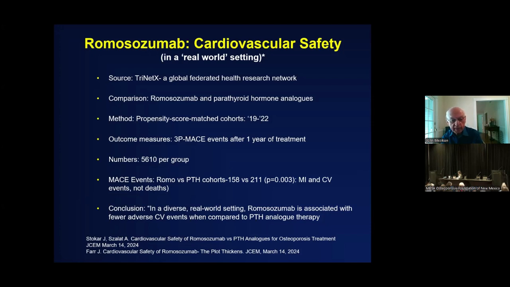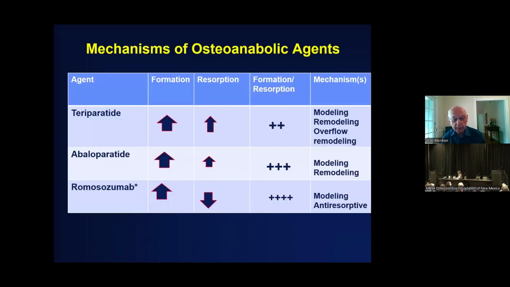So this paper concluded that in a diverse real-world setting, romosozumab is associated with fewer adverse cardiovascular events when compared to PTH analog therapy. So it's not clear what we're dealing with, but we need to try to gain greater insight as we go along.